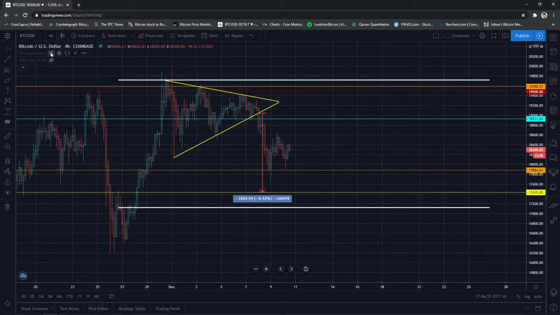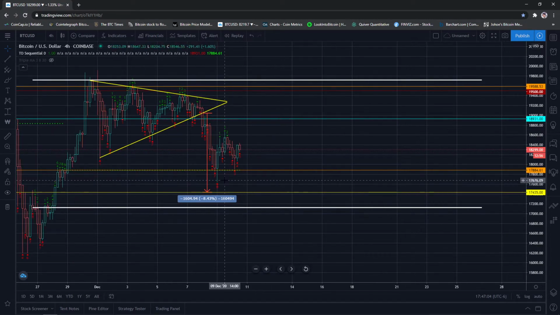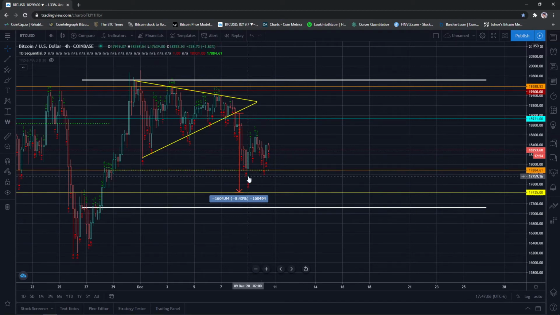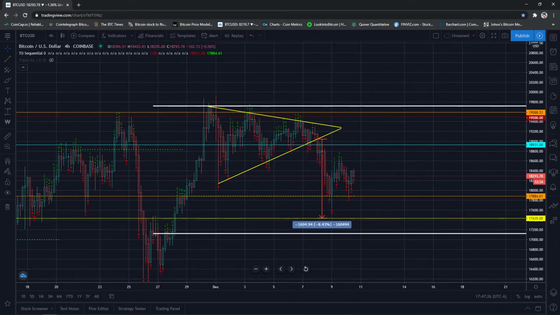I'll turn this TD sequential back on. So we got the 9 here, and I said whenever we broke down that we could probably find support there, and sure enough, whenever price rebounded, that's where support was. Yeah, we wicked below it, but I look at wicks as emotional trading, whether it's on a small time frame or large time frame. Those are emotional sellers or buyers.